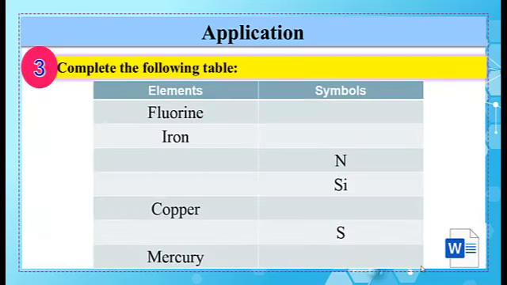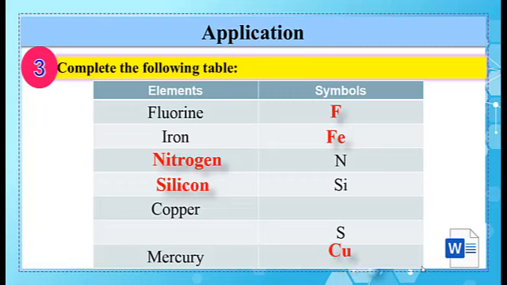Exercise 3. Complete the following table. Refer to the previous table of the symbols of the chemical elements to solve the following table. Fluorine F, iron Fe, nitrogen N, silicon Si, copper Cu, sulfur S, mercury Hg.